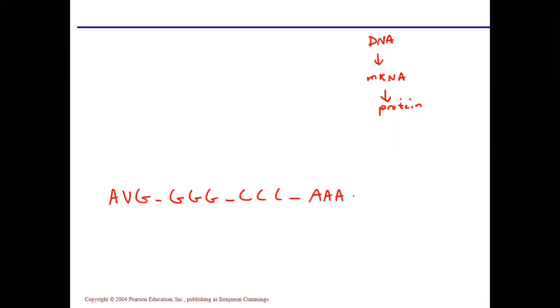If you recall, we went from DNA to messenger RNA to the protein. So let's have a messenger RNA. Just for the sake of it, AUG, GGG, let's say CCC, let's say AAA, just making it simple, and finally, let's say we have UGA. Sorry, this is RNA.